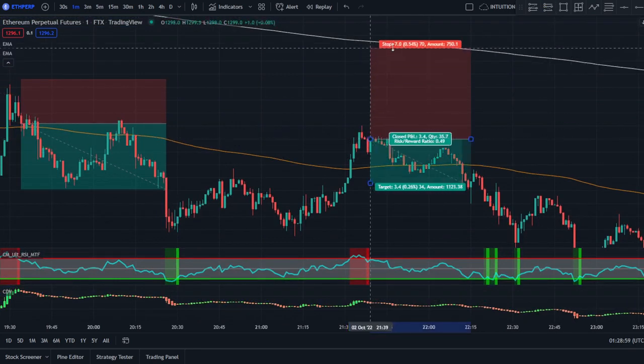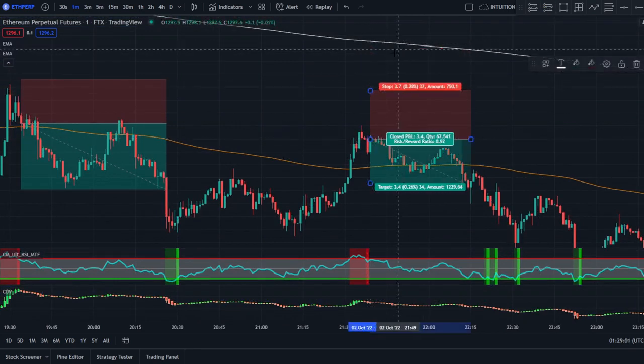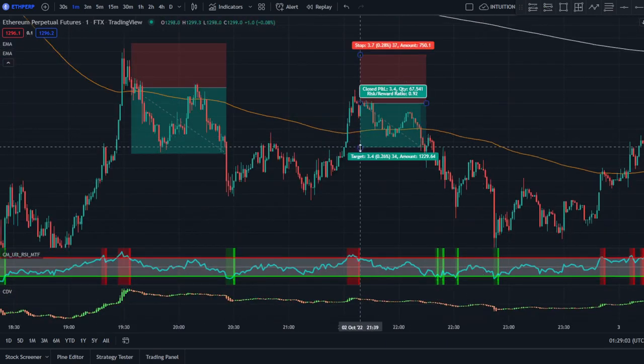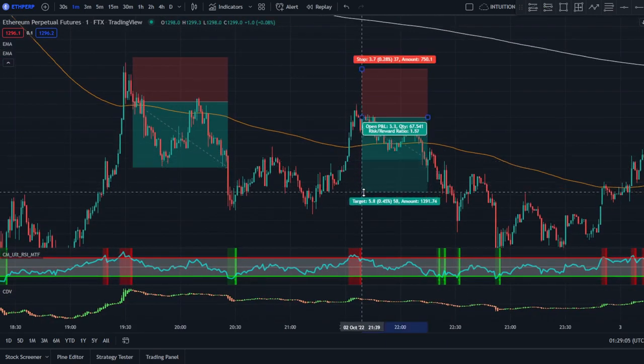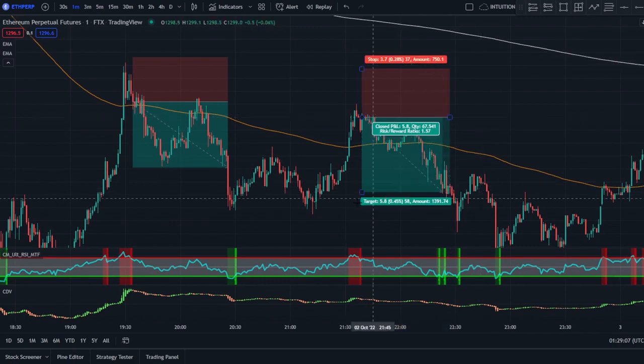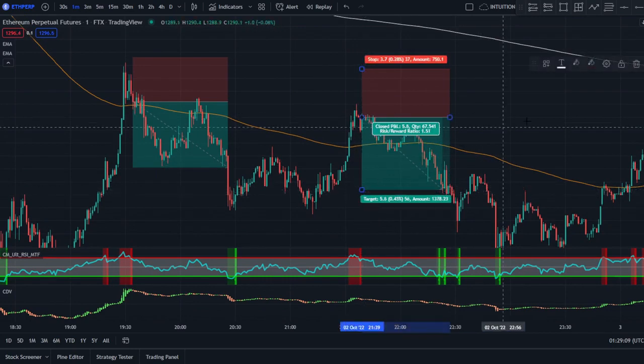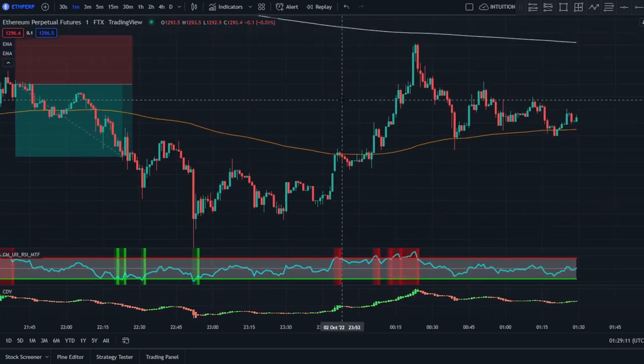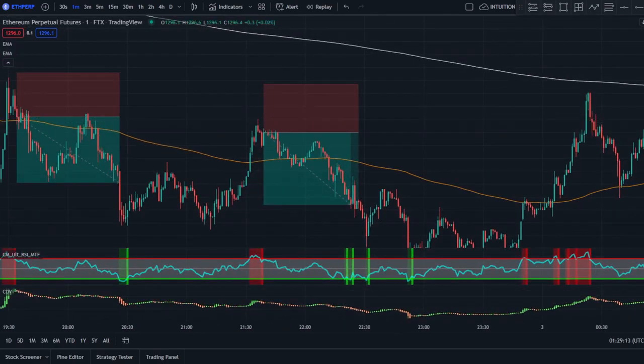Here, stop loss, you can move it a bit higher, not to your EMA because that's too far, but you can take a 1.5:1. And there we have another winning trade. So there we go. Quite a simple trading strategy if you ask me.